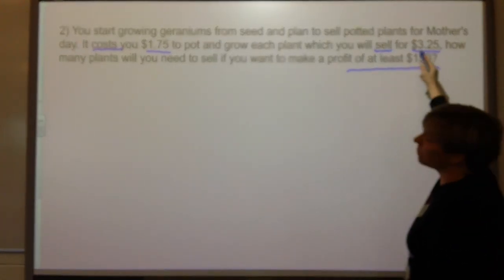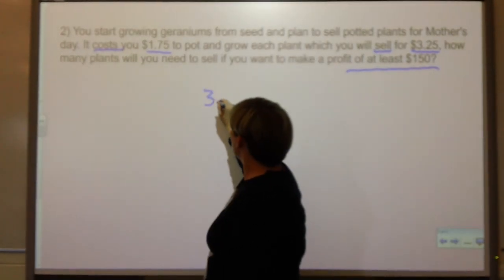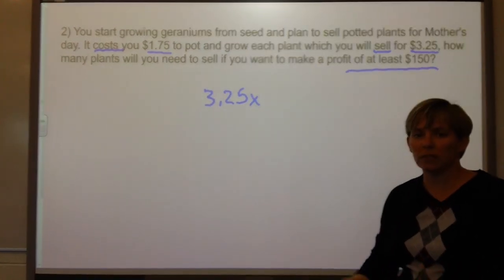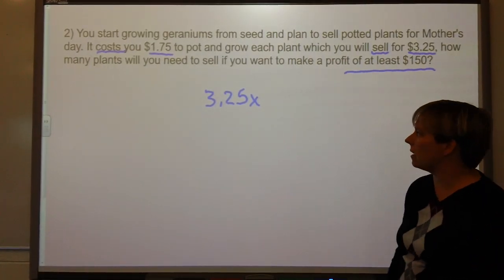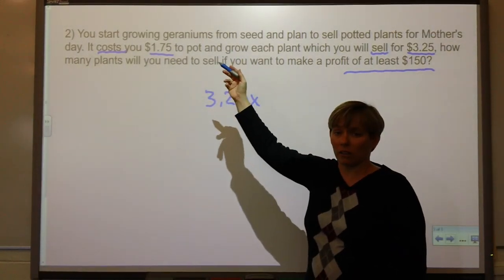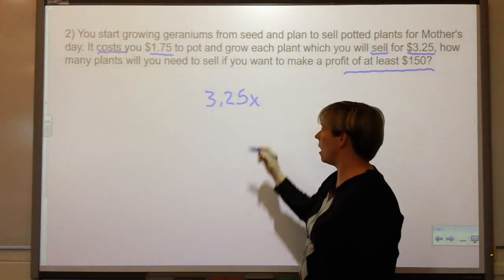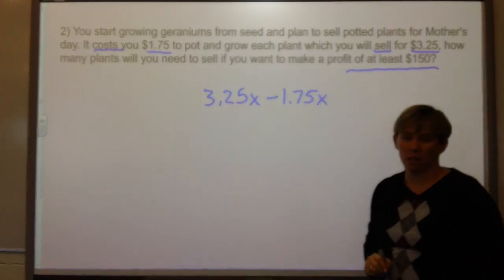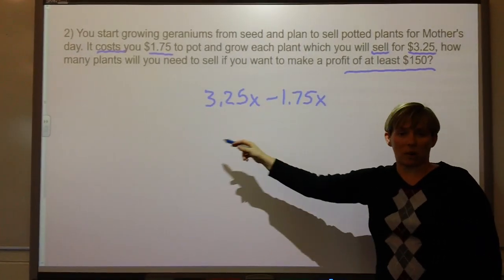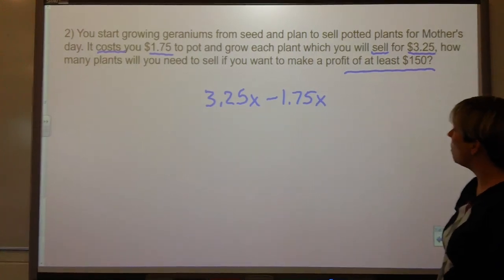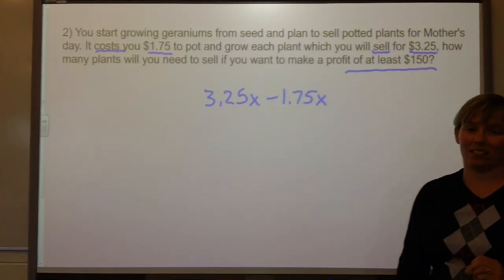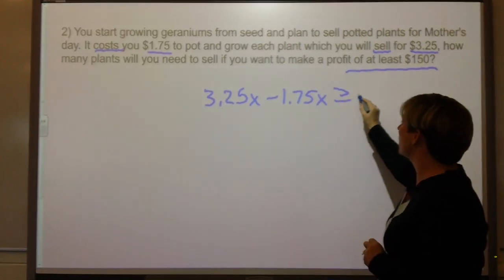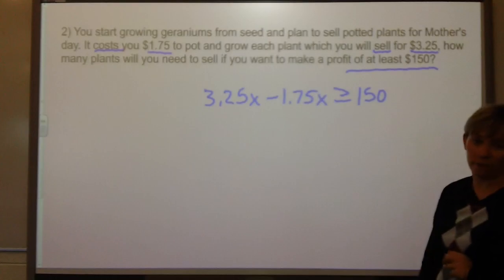I know that I'm going to sell them for $3.25. So that's going to be $3.25 times the number of plants I sell. Say I sell 5 plants times $3.25, that's how much I make. But it costs me $1.75 for every plant that I sell. So I'm going to subtract that from what I'm making. Then this number that I'm making, my profit, I want to make a profit of at least $150. So a minimum of $150 means I'm going to have greater than or equal to 150.